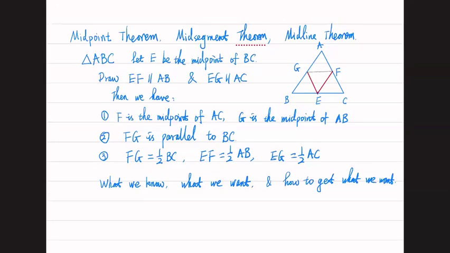What do we know over there? We know E is the midpoint. We know these two lines are parallel. These two lines are parallel. That's all. Now let's check why F is the midpoint of AC.